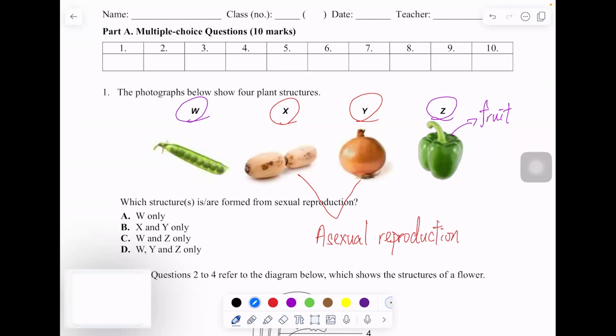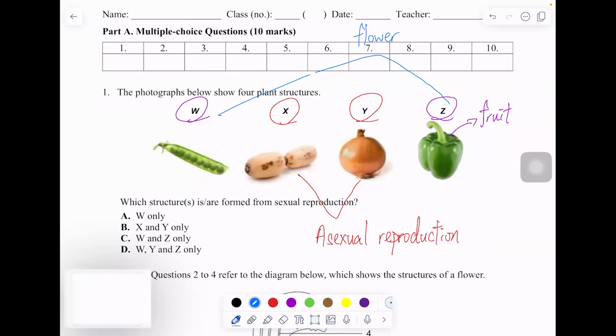So W and Z, in fact, are a type of fruit. They mainly develop from the flowers. So how can the flowers turn into the fruit? Definitely it would be the enlargement of the ovary under the stigma.